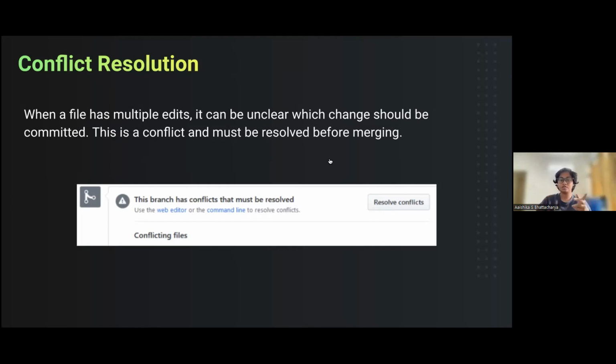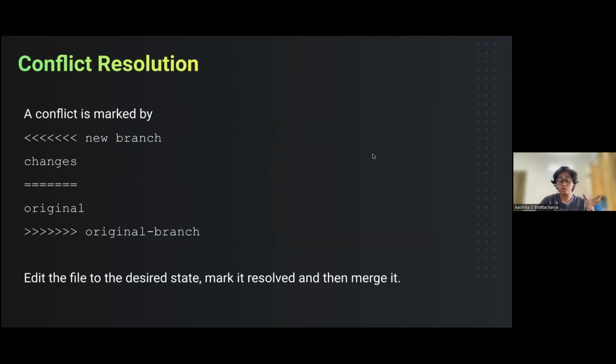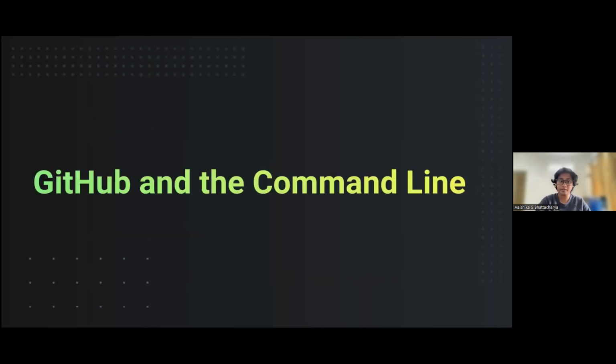So whenever you click on resolve conflict, you can see that it is marked by these 3 main pointers. The first one is all the changes in the new branch, and right below that you can see the original code. You can choose whose code gets to stay and whose doesn't by simply removing these angle brackets that you see here and keeping the code that you want to have. So edit the file to the desired state, mark it as resolved, and then merge it. And that's really how easy it is to resolve conflicts.